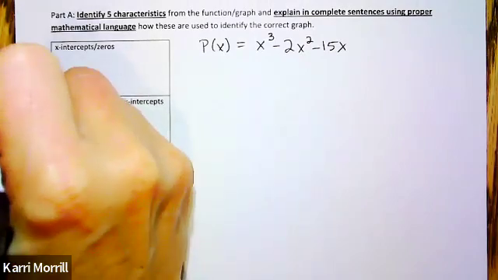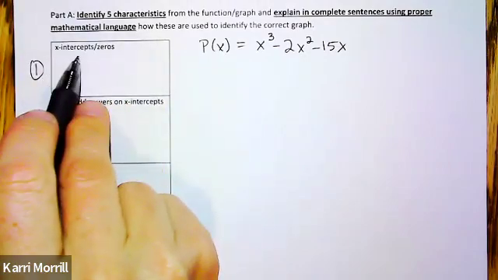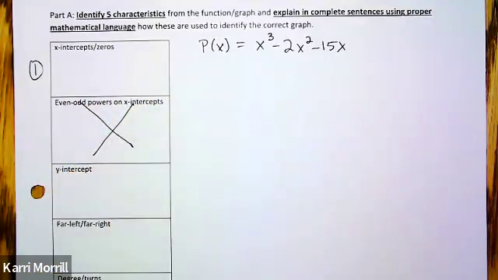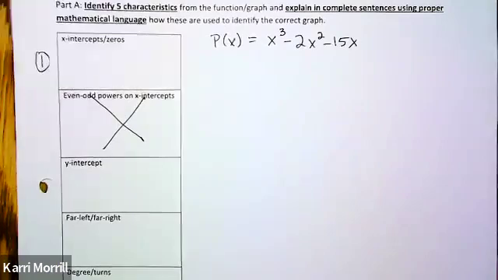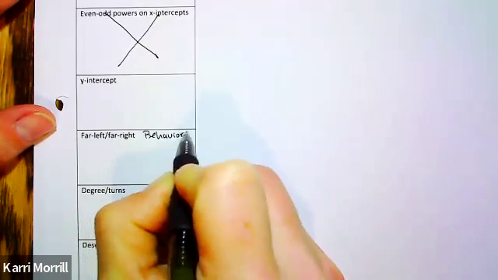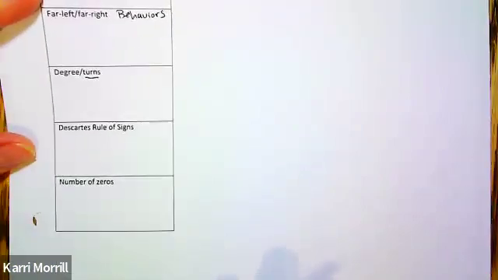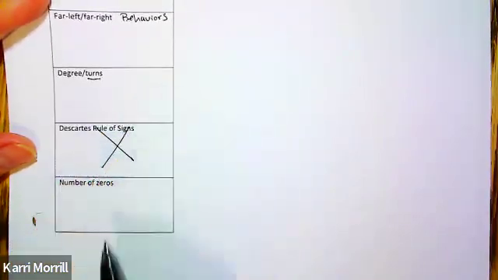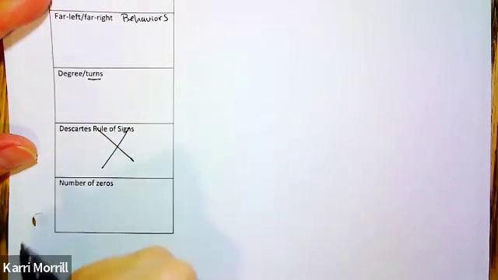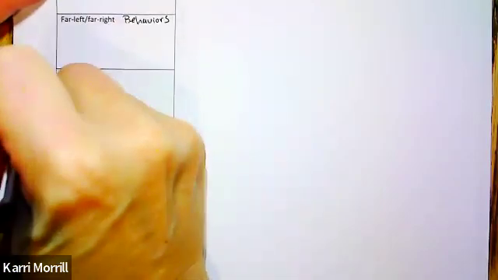One thing we will do is the zeros or the x-intercepts, okay? I'm not going to talk about odd and even powers to identify it. We'll talk about the y-intercepts. We'll talk about the far left and far right behaviors of the graph. We'll talk about how many turns there are in the graph. We're not going to talk about descartes' rule of signs, but we will talk about number of zeros. And really, you could do this in any order that you want. So I'm going to come down here. This would be the 5th thing on the page anyways that we're going to talk about.